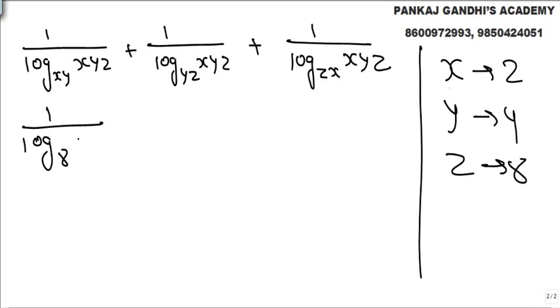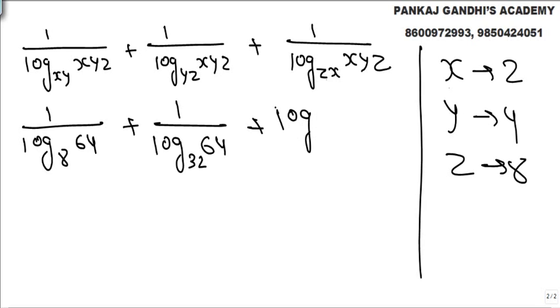8. This is 64. xyz. That's what we get: 1 upon yz, log to the base yz. yz will become 32. This is nothing but xyz, 64. And this is nothing but 1 upon log base zx, that is 16, and the value is 64.